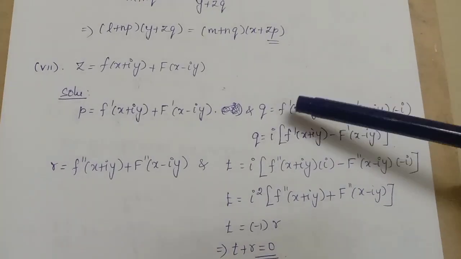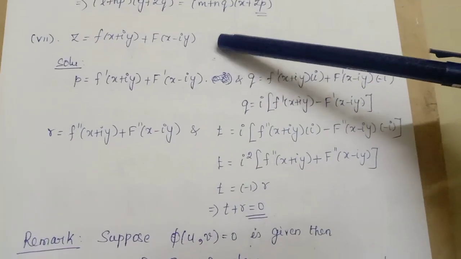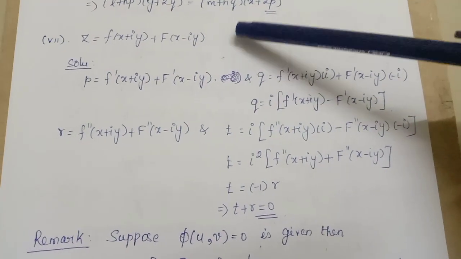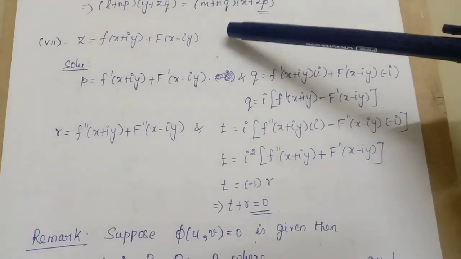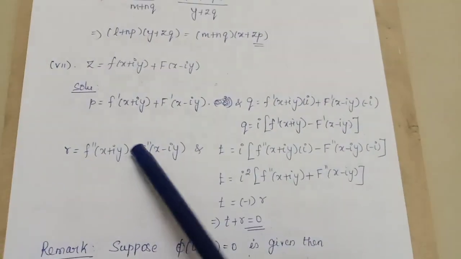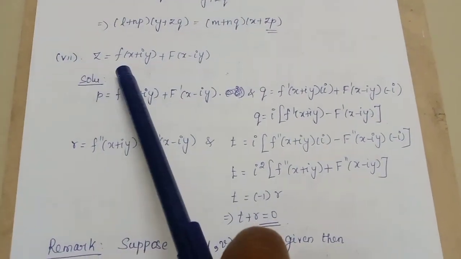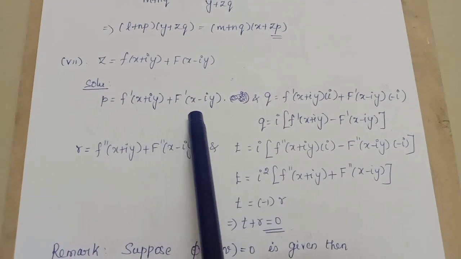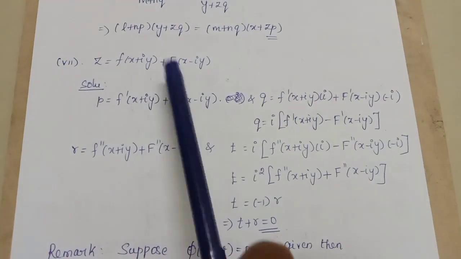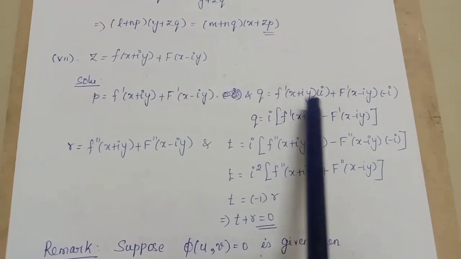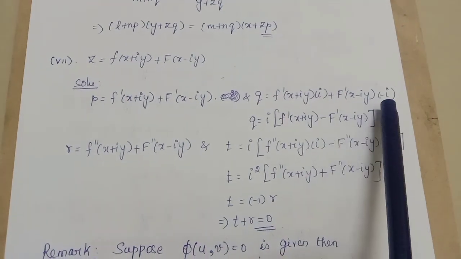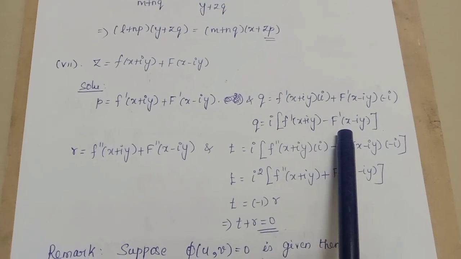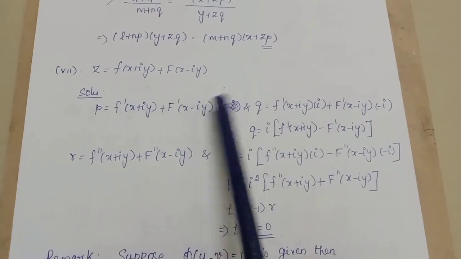Okay, right. Then one more problem. Z equal to small f of x plus iy plus capital F of x minus iy. So similar type of problem we have already discussed. So let me first find p and q. So p is dou z by dou x. So differentiate with respect to x. It will be f dash of x plus iy into 1 plus capital F dash of x minus iy into 1. And q equal to f dash of x plus iy into i plus capital F dash of x minus iy into minus i. So you take this i outside, it will be small f dash minus capital F dash. So see, it's not possible to eliminate the function.